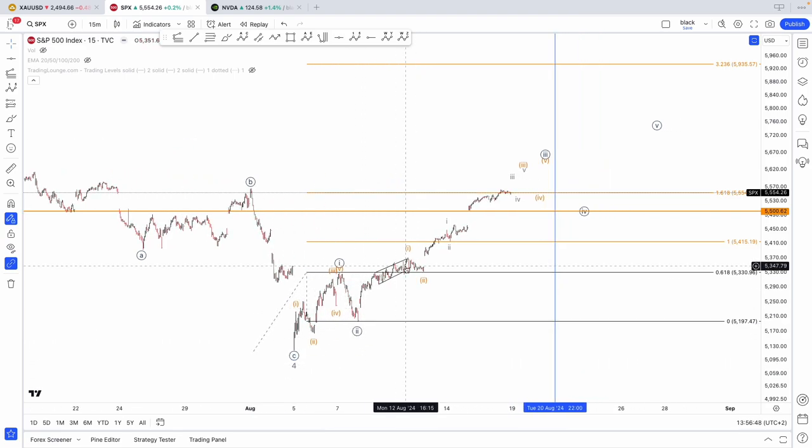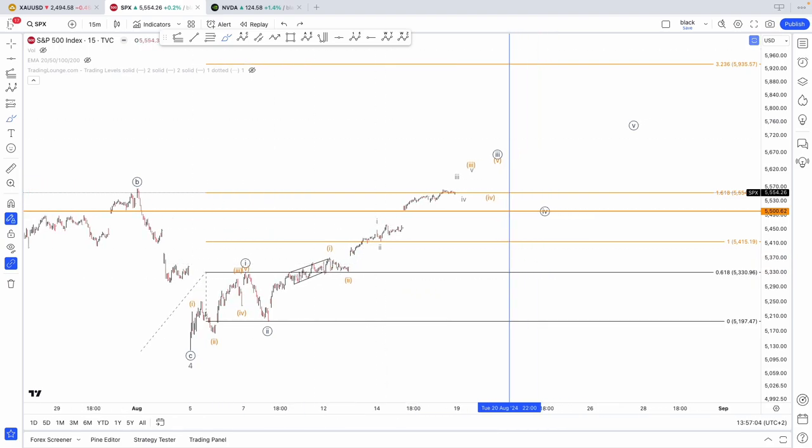If you've been following me, I did start to call a bottom. I wasn't sure about the bottom, but I was confident about upside when we were about here. And you can fact check me by looking at the old videos on the channel.